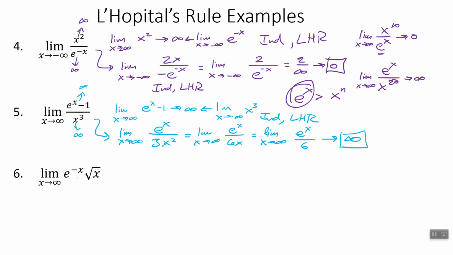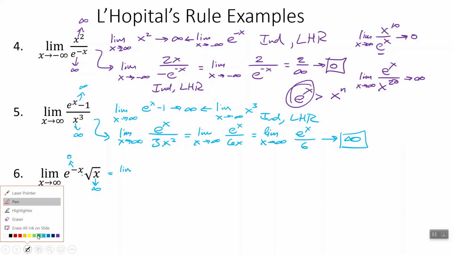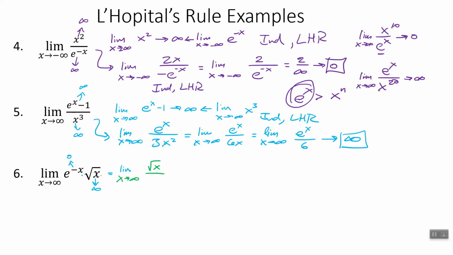All right, last one here. e to the negative infinity is 0, so this is going to 0. This is going to infinity. 0 times infinity was one of our indeterminate forms, but it's not one where we can do L'Hopital's rule. So we can rearrange this into the limit as x goes to infinity of square root of x, and we move the e down to the bottom. And it becomes e to the positive x.